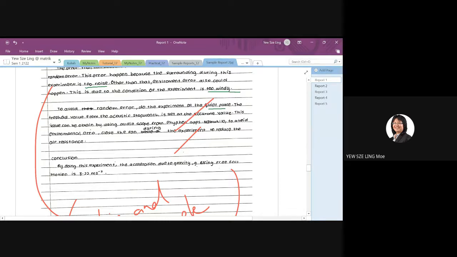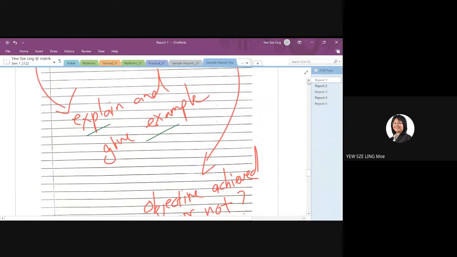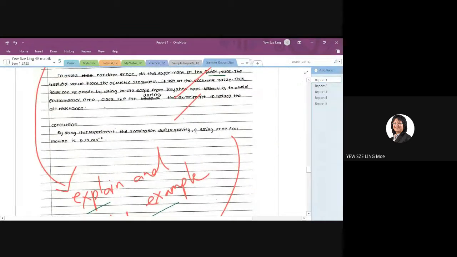So to avoid the environmental error, close the fan during the experiment to reduce the air resistance. Okay, now you say the environment is too windy, and then now you say close the fans, so fans cause the wind, I don't know. So actually, windy, you need to explain a little bit. You just say windy is not enough. This wind is coming from where? You didn't tell me. How does it affect the reading results? And then fans, you say air resistance. Actually, I would say air resistance is not coming from fan though. Okay, never mind. This one I'll keep for our next few lab reports, because quite a lot of you give a wrong error when it comes to fan.